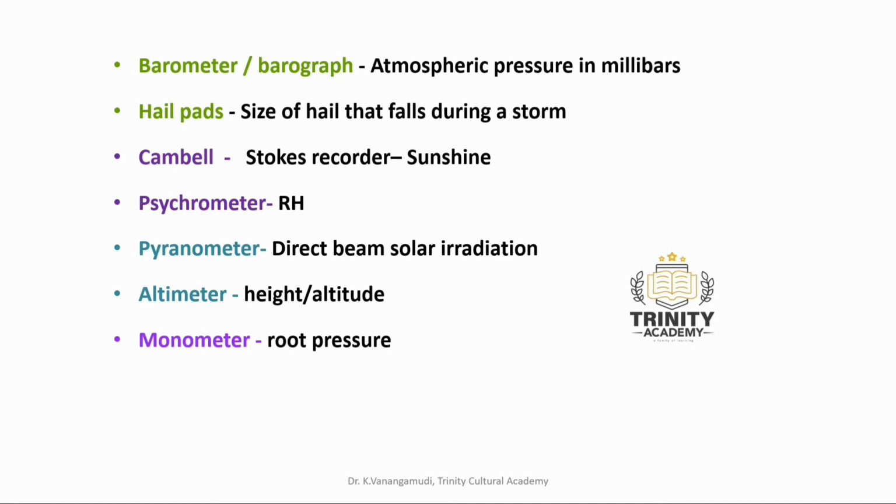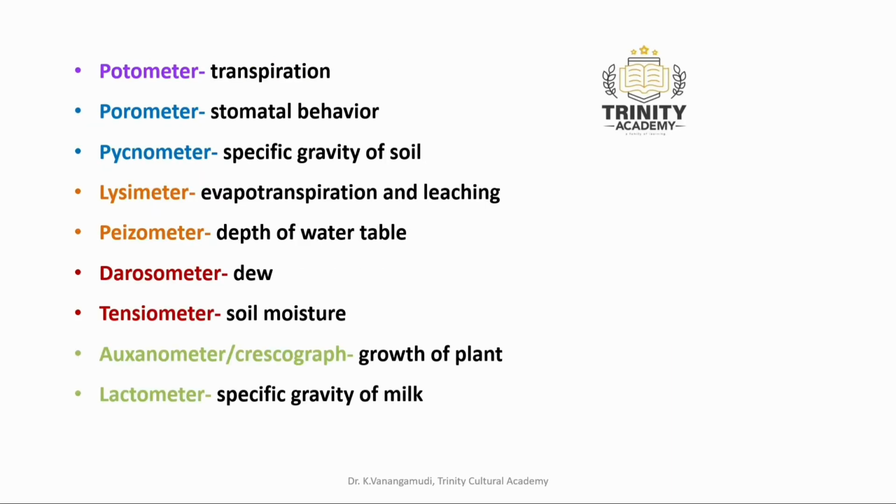Campbell-Stokes recorder is for recording sunshine. RH is also measured by psychrometer. Pyranometer is used for recording direct beam solar radiation. Height and altitude is measured by altimeter. Manometer is to record root pressure. We have to see few more instruments.